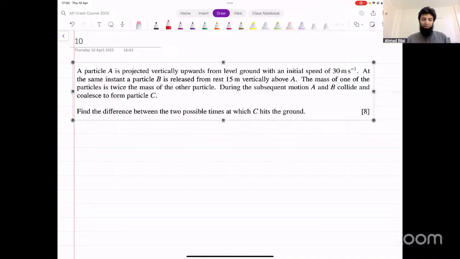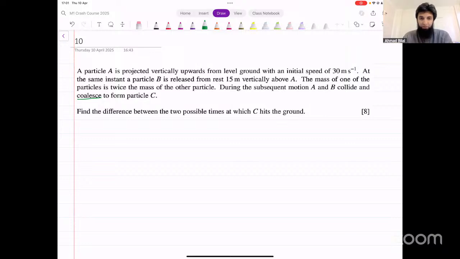Let's try this now. It says particle A is projected vertically upwards from level ground with an initial speed of 30 meters per second. At the same instant, particle B is released from rest 15 meters vertically above O. The mass of one of the particles is twice the mass of the other particle. During the subsequent motion, A and B collide and coalesce. So now they're saying they coalesce, they merge, they combine to become one object. We need to find the difference between the two possible times at which C hits the ground.